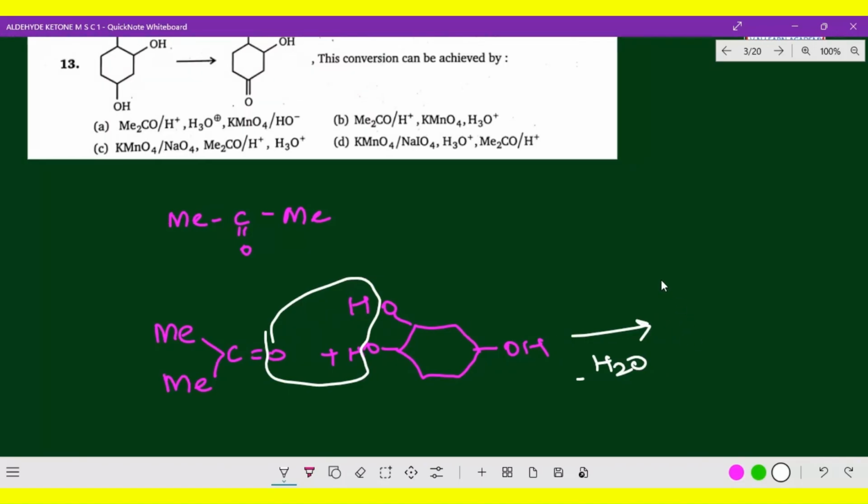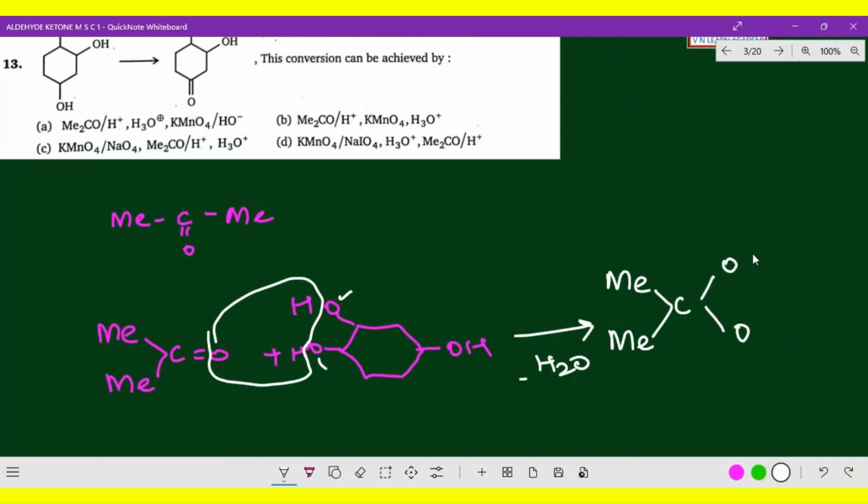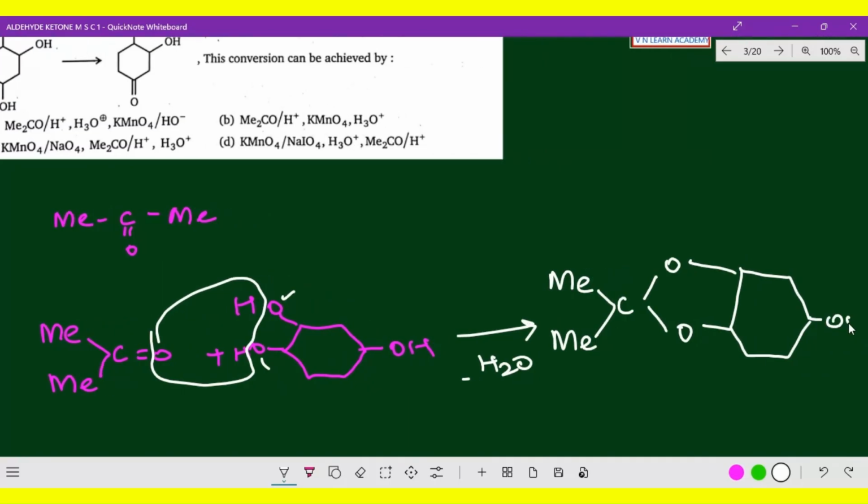So how will you get that? Me, and this side also Me, connected with the C double bond. This double bond is deviated to the side O and the side O, because the side O is there and the other side O is there, so both are interconnected. And here you will get it attached like this only, right? Here OH, you got like this, right?